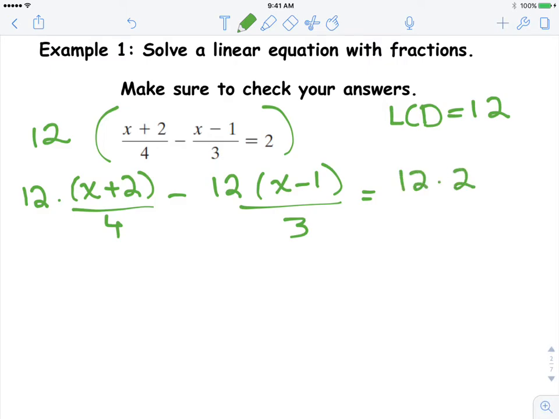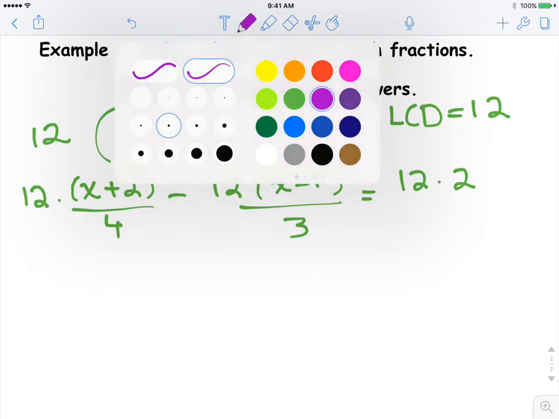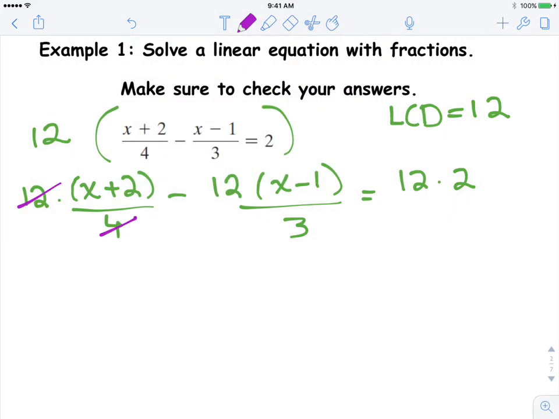What's going to happen when we do this is you're going to have a common factor in this first fraction so that this denominator cancels out. That's your goal. In the second fraction, we have a common factor of 3. So we're left with 4. This fraction is now gone.